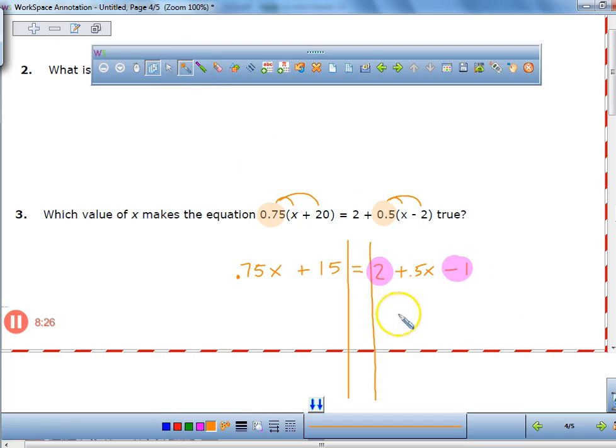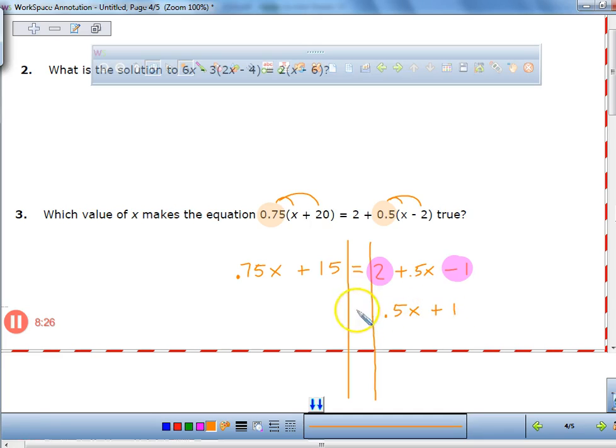All right, so let's go and combine those. 2 minus 1. That's right. So on this side, we're going to write 0.5x plus 1. Very important to put plus 1. Equals 0.75x plus 15. So that's going to be your next step.